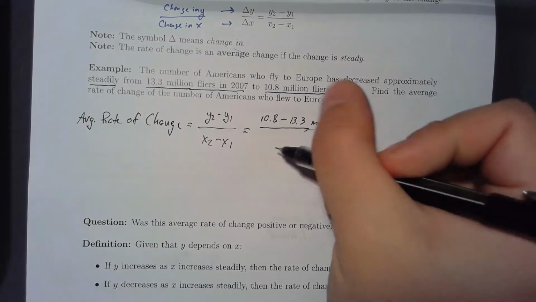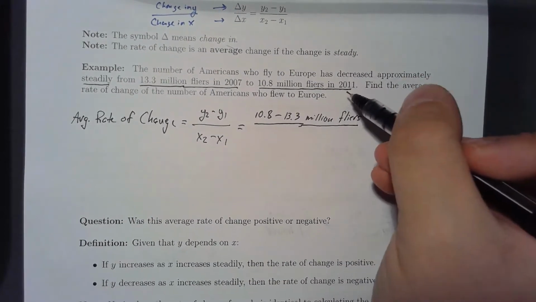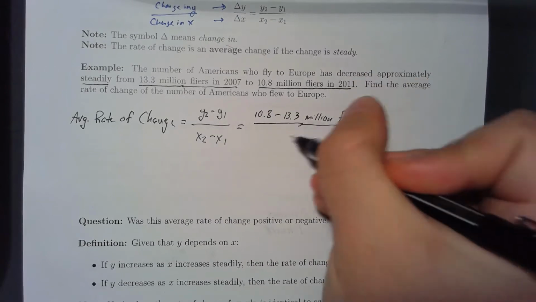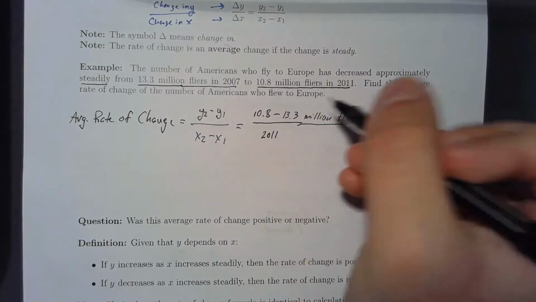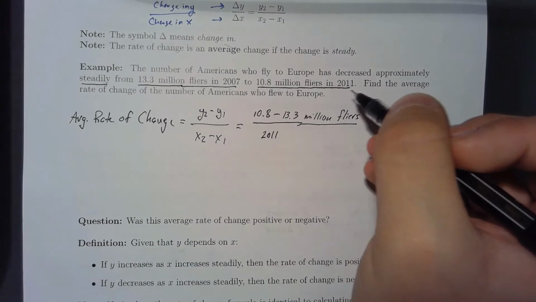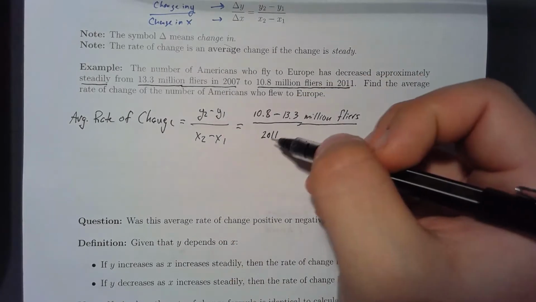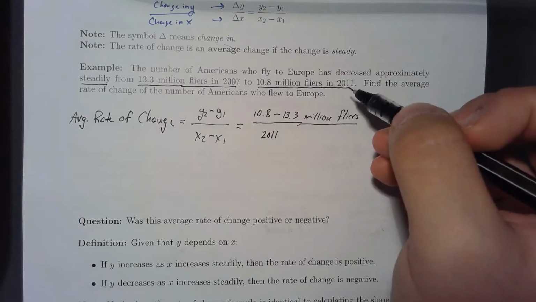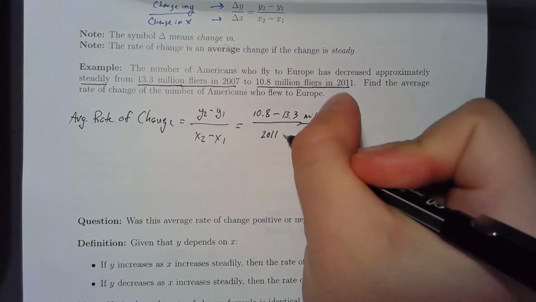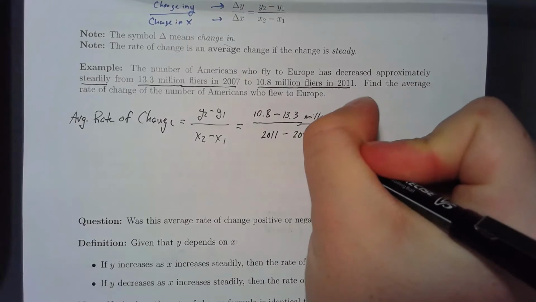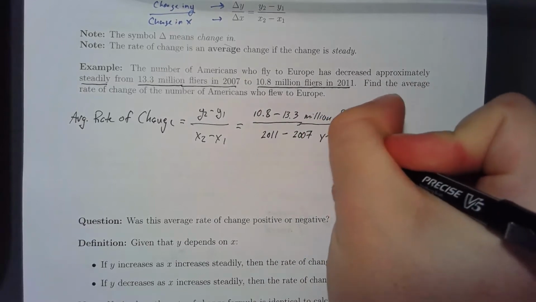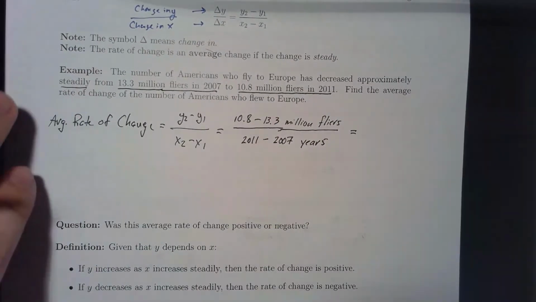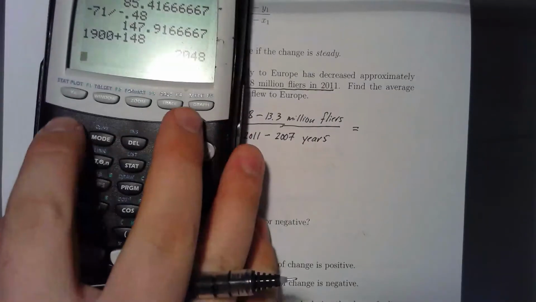All over x2, which will be the second independent value, which is the year, so it's 2011. Notice how I'm using the year here and not the number of years because there's no variable description here, so I could use either one, that's fine. So that's 2011 minus the first one, which is 2007 years. So now when I do that computation, whip out your calculator.